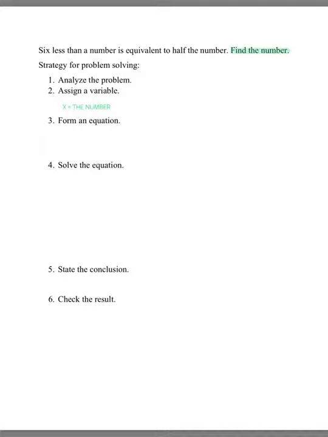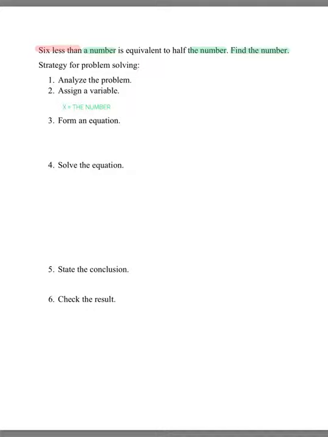So now, ideally, whenever you see the word the number or a number, we want to replace it with X. So notice that what we see here is a number and the number. So we're going to be using it twice. So now let's go ahead and analyze whatever else we have. 6 less than a number.